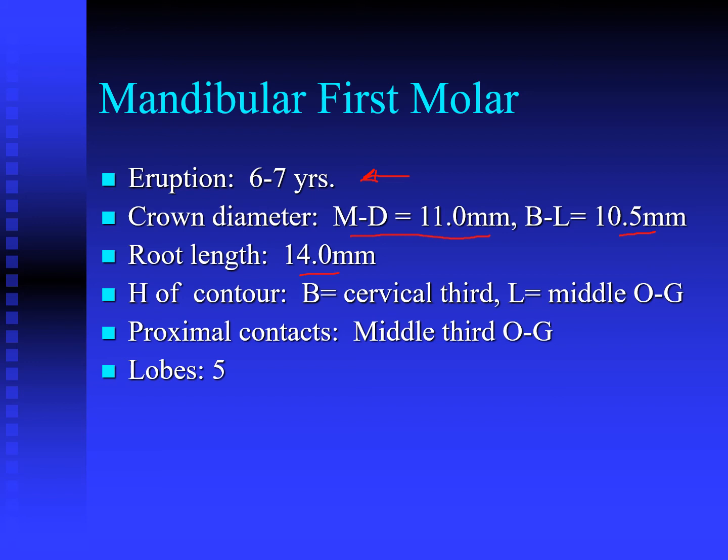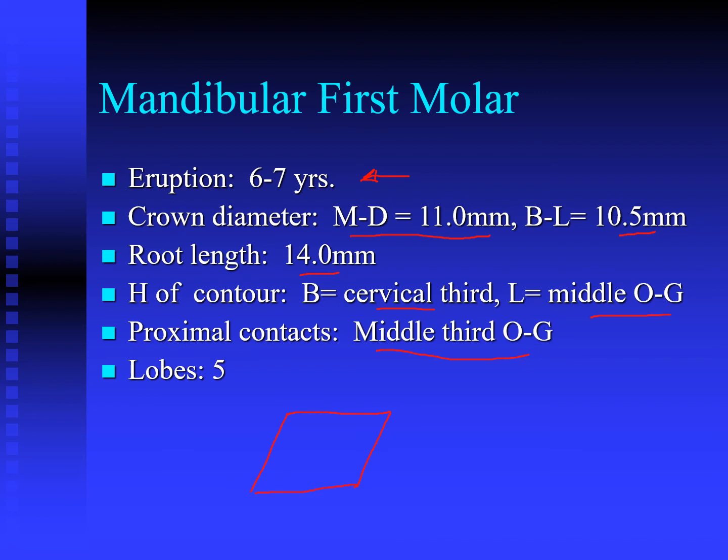There are two roots generally. There's a mesial root and there's a distal root with a furcation in the center. The height of contour on the buccal is in the cervical 1/3, and on the lingual is in the middle 1/3 occlusogingivally, or even a little higher than that. Proximal contacts, again, are in the middle 1/3. As you remember, all mandibular posterior teeth are rhomboidal when you look at them from proximal view.